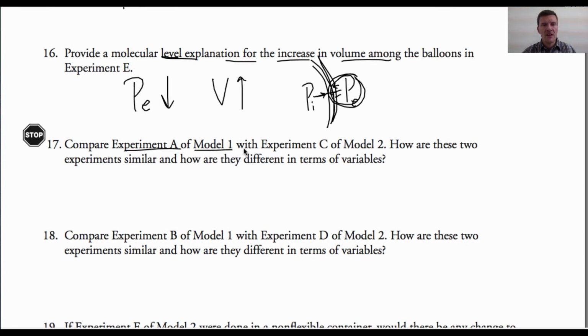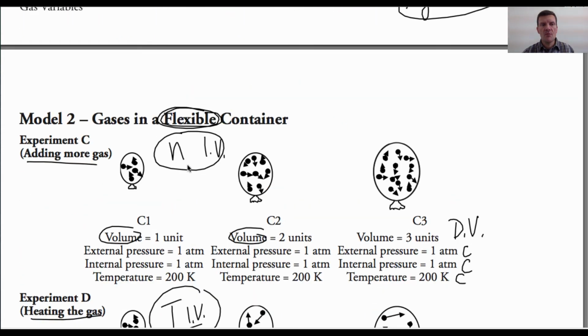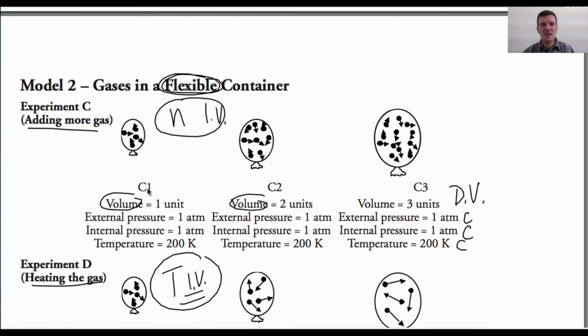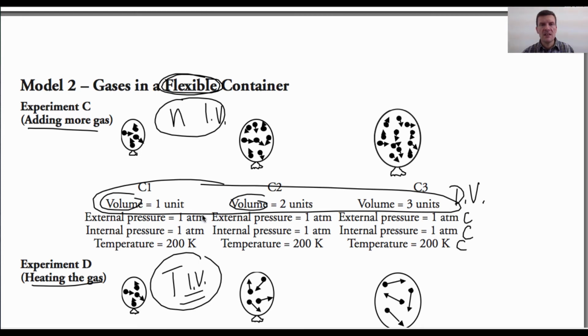Compare experiment A of Model 1 with experiment C of Model 2. How are these two experiments similar, and how are they different in terms of variables? So we're looking at A and C. Remember, A was a non-flexible container. In C, we're working with a flexible one. And in C, the number of particles is the same as with A. Both of them increase the number of particles, but one is flexible, one is non-flexible. As a result, in experiment A the volume did not change, whereas here the volume is changing. In experiment A it was the pressure that changed because we didn't allow the container to expand, whereas here we are allowing the container to expand, so the pressure is always going to be the same. It is the volume that is changing.